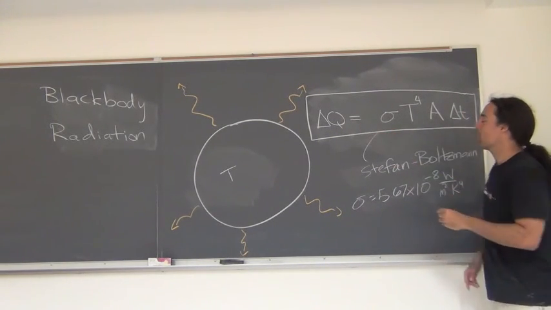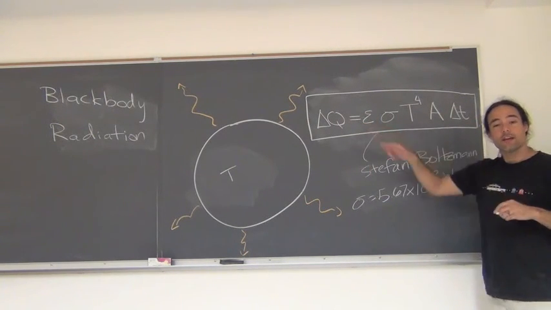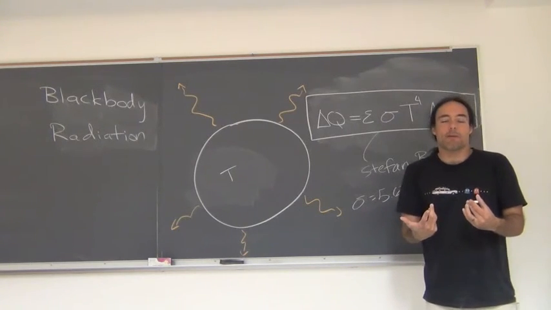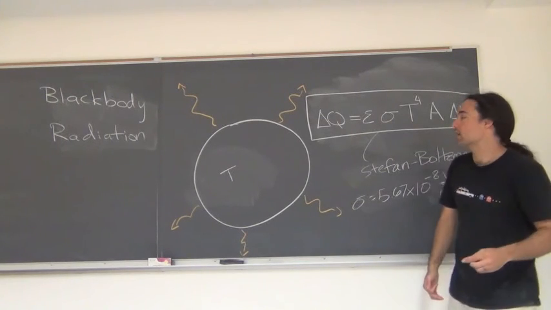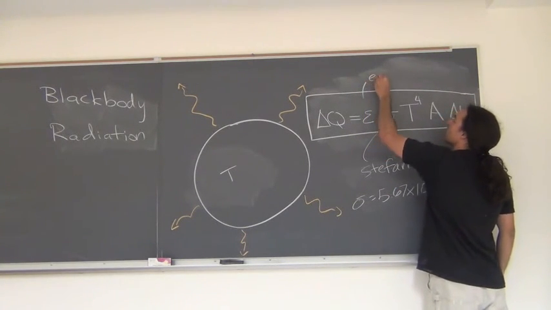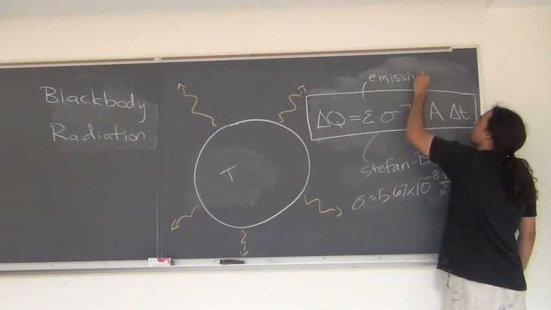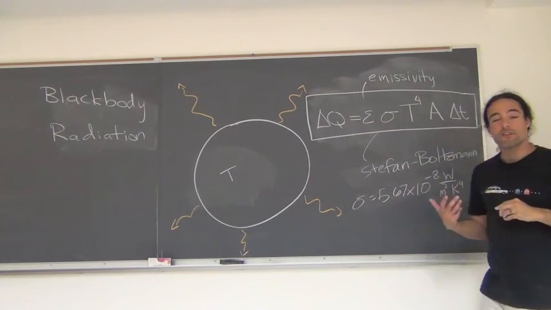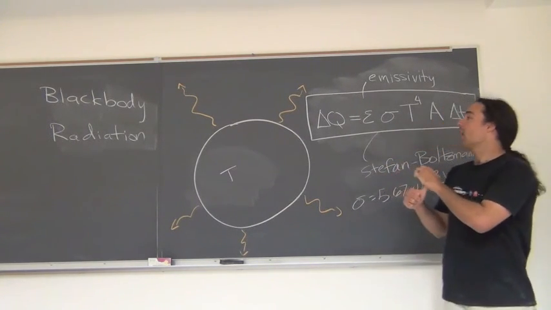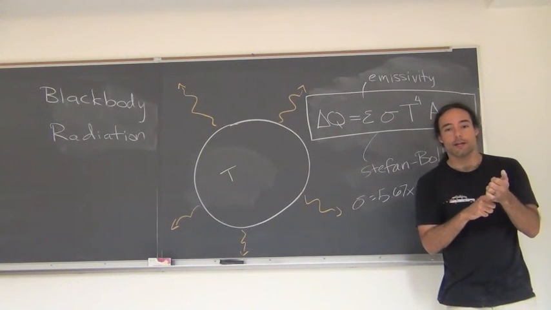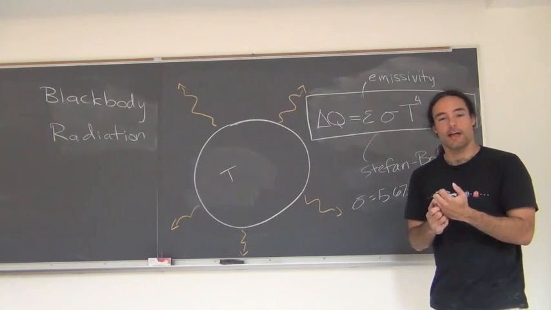So to take that into account, we have this constant here, which tells me what percentage of a black body I am. Am I 100% black body? Am I 99% black body? Am I 30% black body? This is called the emissivity. The emissivity is 1 for a perfect black body, 0 for something that doesn't act like a black body at all, and any number in between 0 and 1 to tell me how much of a black body this is.